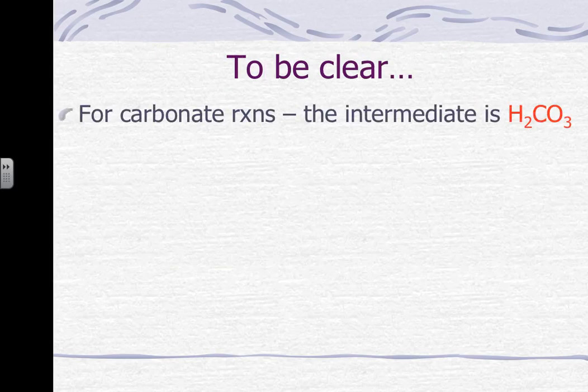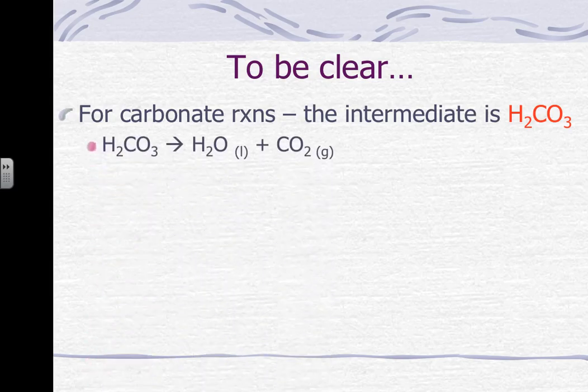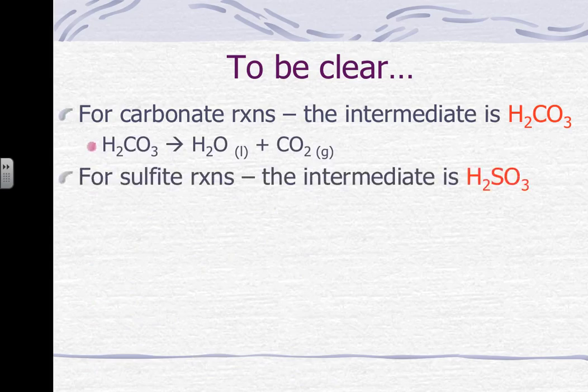Okay, so maybe if there's any questions at this point, to be clear about what we're saying, if you have carbonate reacting and if you produce H2CO3, which is carbonic acid, the H2CO3 will break down into H2O and CO2. If you have sulfite in the reaction and you produce H2SO3, or sulfurous acid, that will break down into H2O and SO2. Okay, notice again the use of the liquid and the gas as the phase labels for these two chemicals.